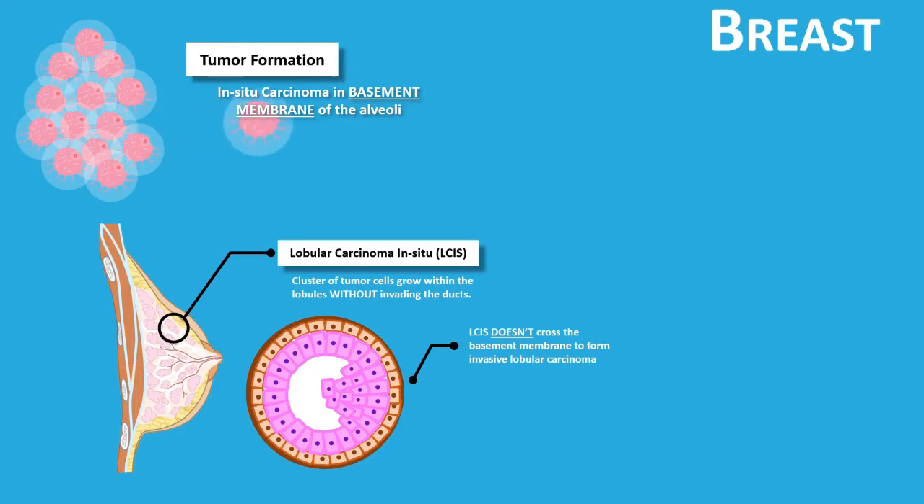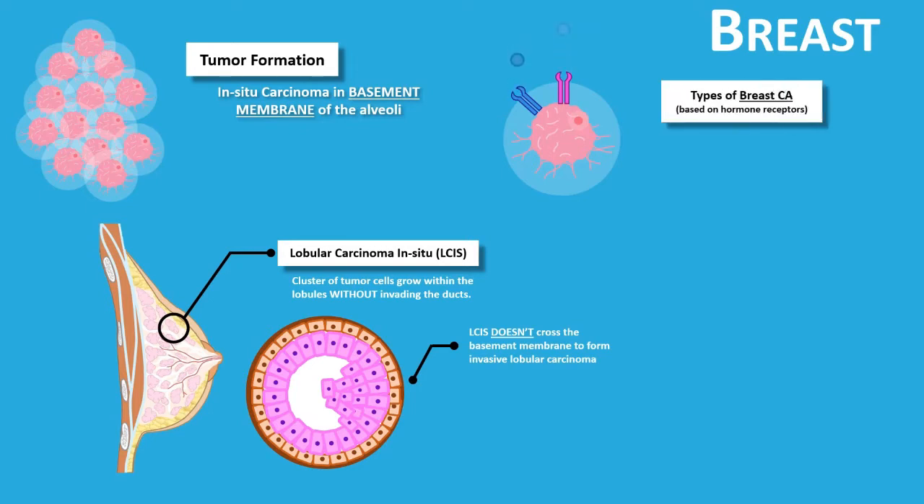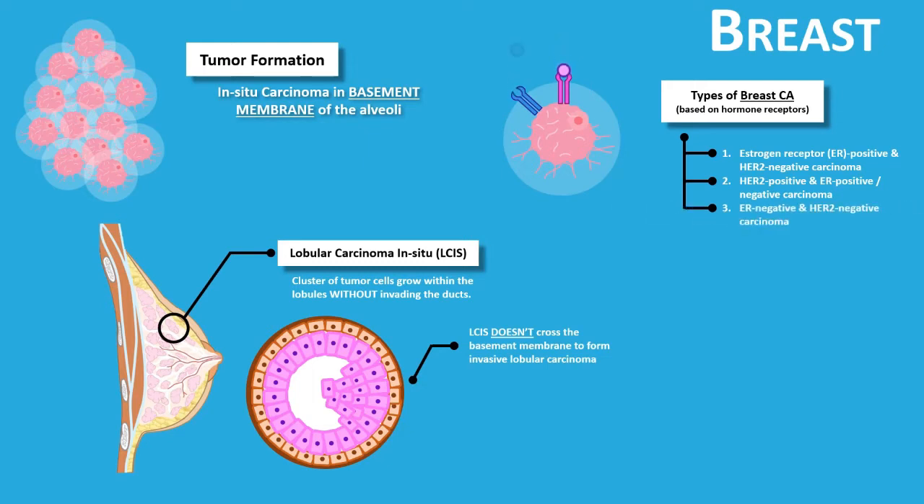Just like healthy alveolar cells, some breast cancers can have hormone receptors that allow them to grow in the presence of these hormones. Based on the type of hormone receptors, breast cancer can be divided into three major types: estrogen receptor positive and HER2 negative carcinoma, which is the most common, HER2 positive and ER positive or negative carcinoma, and lastly ER negative and HER2 negative carcinoma. The first symptom of breast cancer usually starts as a hard, painless lump or swelling in the upper or outer part of the breast.